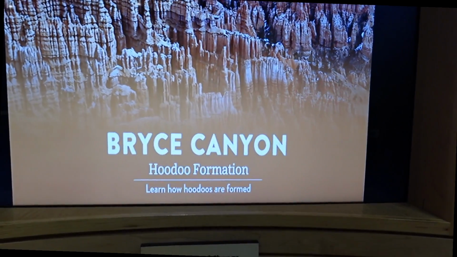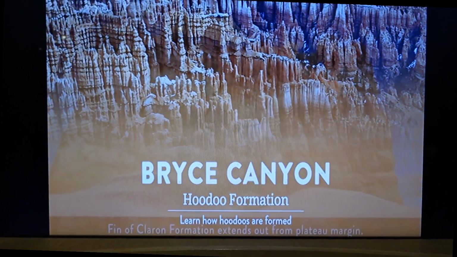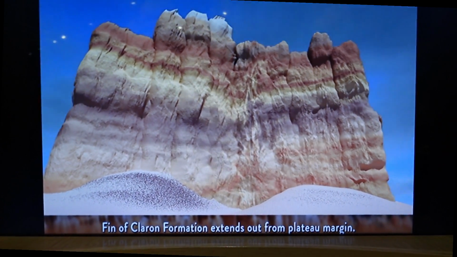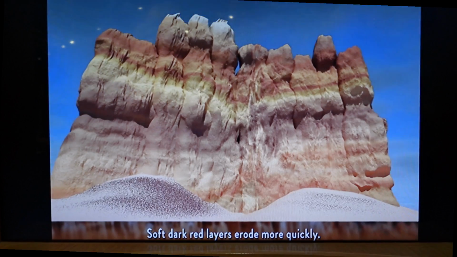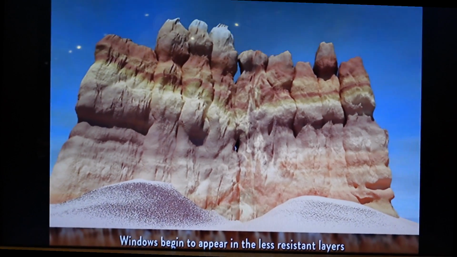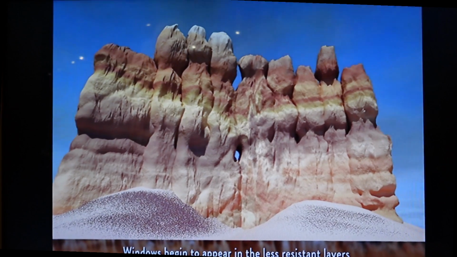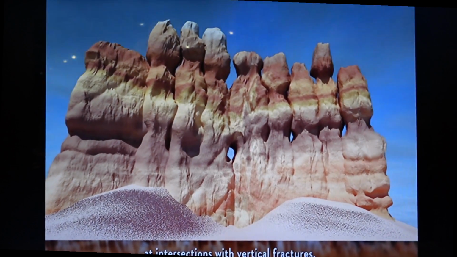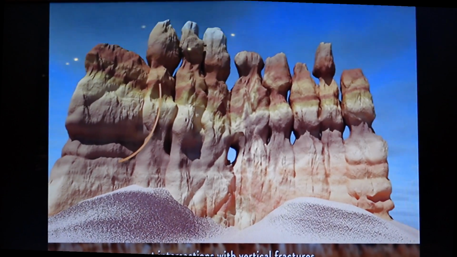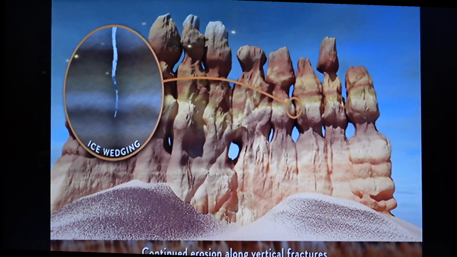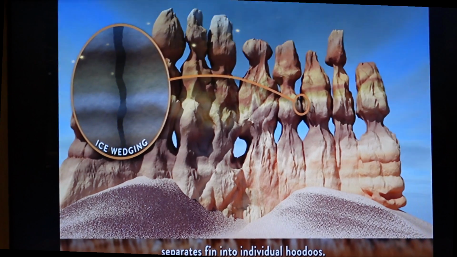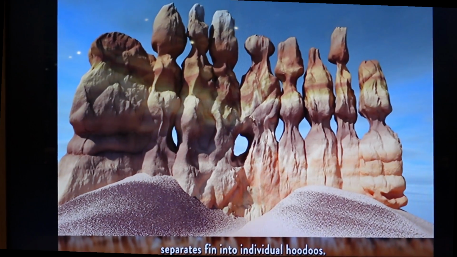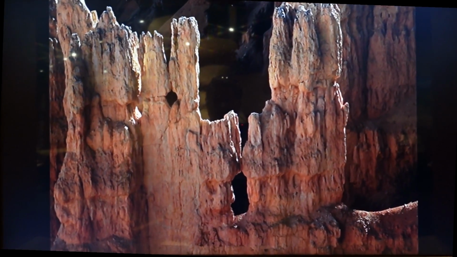Here's a nice video on how hoodoos were formed, so I'm just going to let this play for a minute. And I like that they're fast forwarding through time, so you can see erosion taking place, and you notice there's freeze-thaw action, creating this ice wedge in there, starting to break them apart. And this is what we have today in Bryce Canyon.